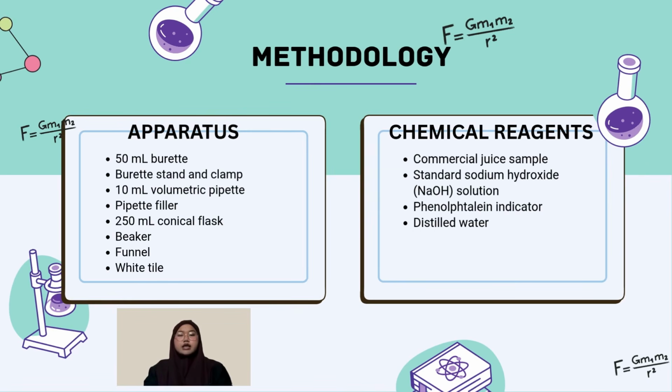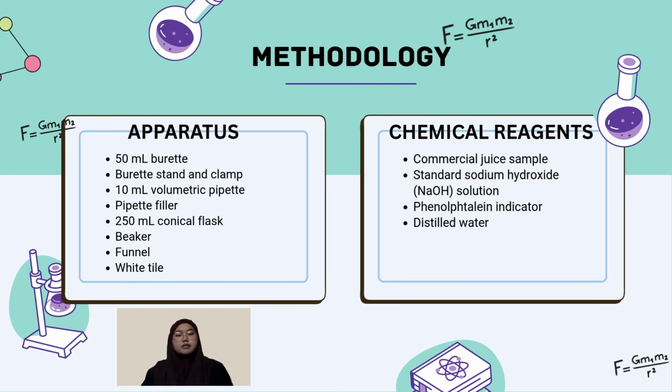Next, I will explain the methodology used in this experiment. We have the apparatus and the chemical reagents. For the apparatus, we use a 50 ml burette, stand and clamp. Next, we use a 10 ml volumetric pipette with a pipette filler. Next, we have a 250 ml conical flask, a beaker, a funnel and a white tile. These apparatus were used to carry out the acid-base titration accurately.